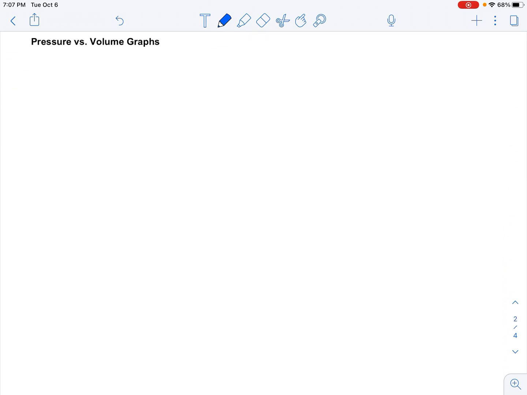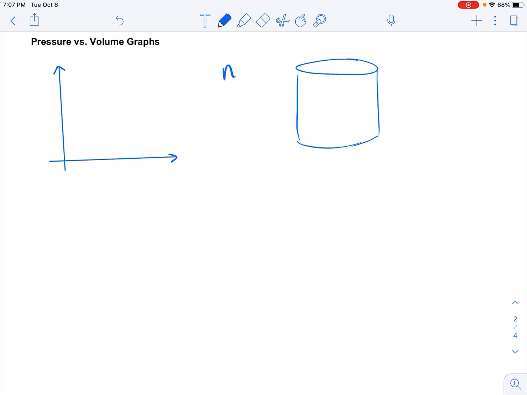Okay, let's review pressure volume graphs. If we have a given amount of gas inside of a cylinder, and the cylinder has a piston, so the piston is free to move up and down. If we have a pressure versus volume graph, if we have a point on that graph, we can read the pressure and the volume right off the graph. If we have P1, V1, and n, we can figure out the temperature at that point using the ideal gas law.